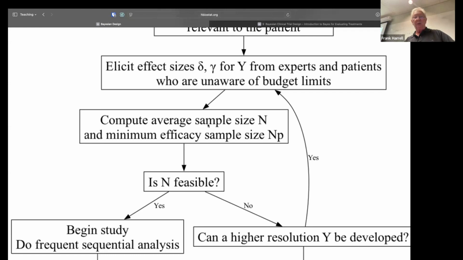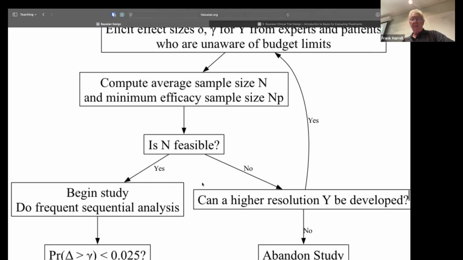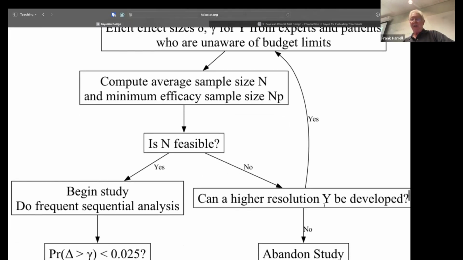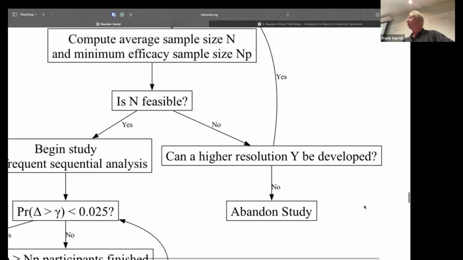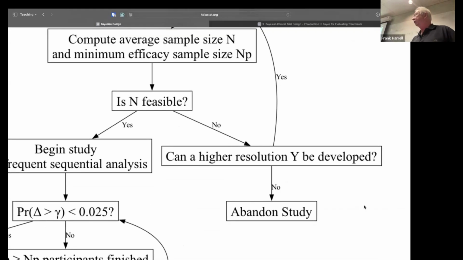Okay, you compute the expected sample size or the maximum sample size, perhaps, and the minimum efficacy sample size. Are those sample sizes feasible? If they're not, can a higher resolution outcome be developed? This is your only recourse. Your recourse is not to change the MCID because then you make everything a dishonest game. Your only recourse is to change the dependent variable or to change the design totally.